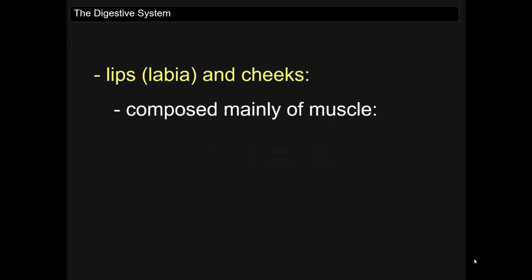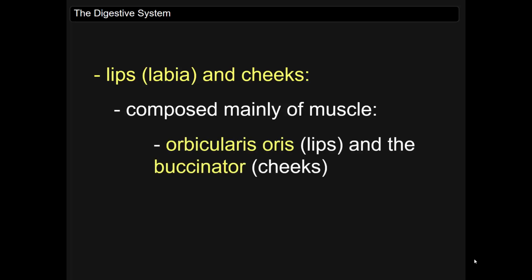So we'll start with the lips and cheeks. This is going to give us some of our boundaries to hold food into our mouth, giving us our first part of our tube of our digestive tract. So most of that is muscle, and they're muscles that we learned last semester. We have the orbicularis oris going around the mouth, so that forms our lips, and then we have the buccinator in the cheeks. The orbicularis oris helps keep the food in the mouth, so you use this muscle to keep your mouth closed when you're chewing.